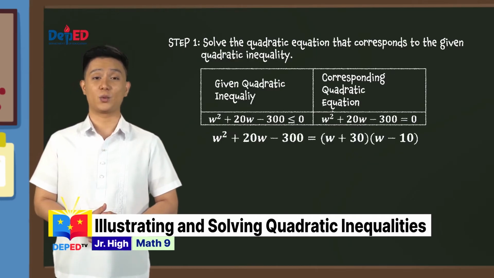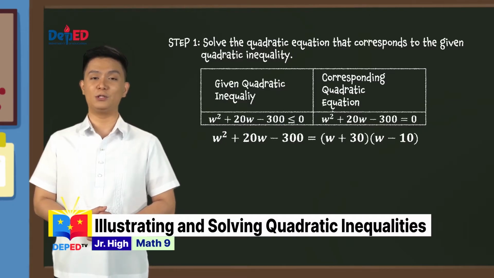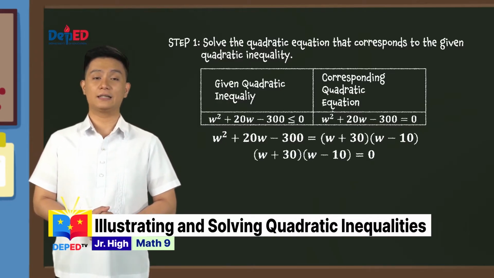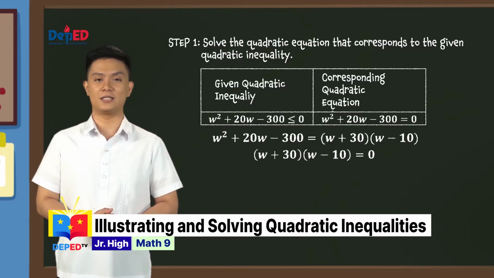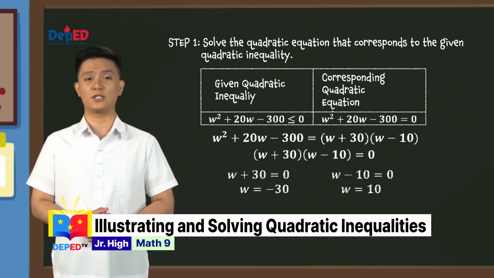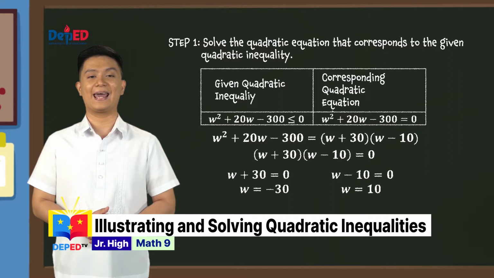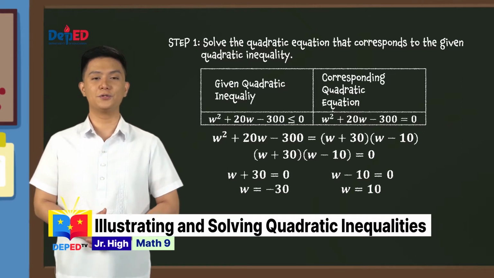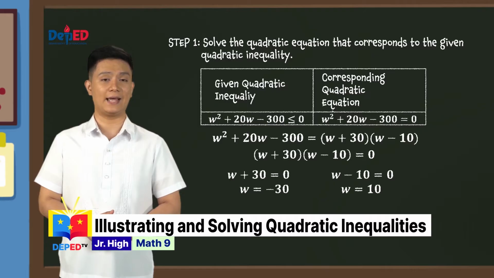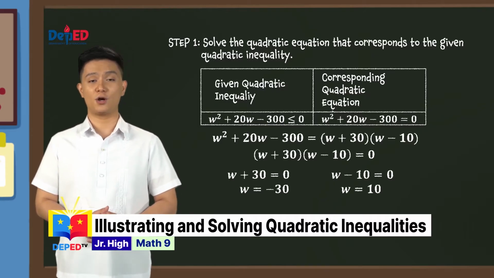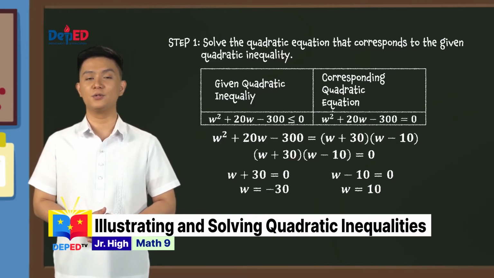w squared plus 20w minus 300 is equal to the product of the binomials w plus 30 and w minus 10. Hence, we have the equation w plus 30 times the binomial w minus 10 equals 0. Equating each factor to 0, we should obtain that the values of w are negative 30 and 10. So, the roots of the equation are negative 30 and 10. These will also serve as the critical points that will divide the number line into intervals.